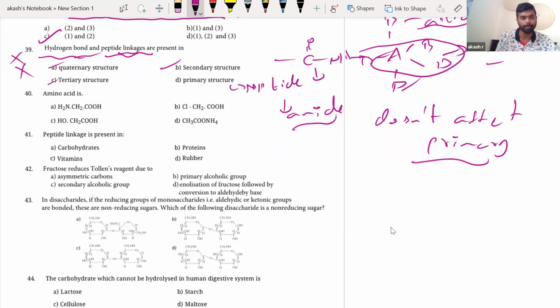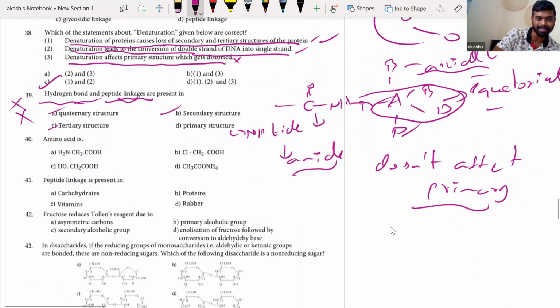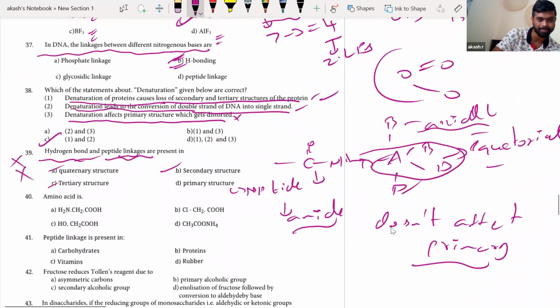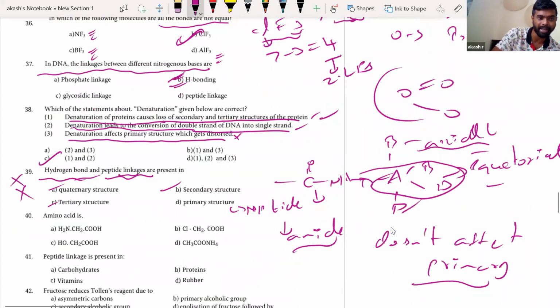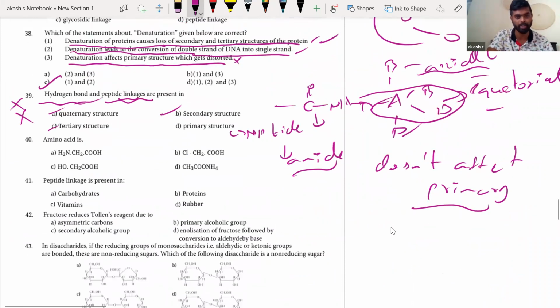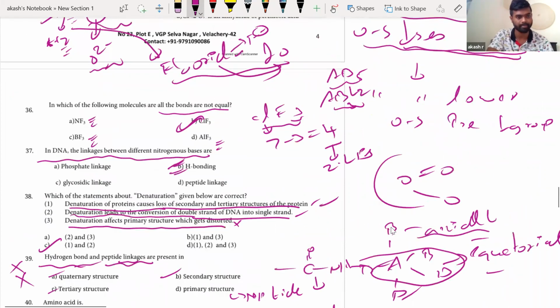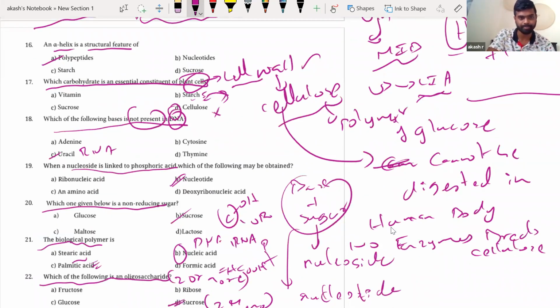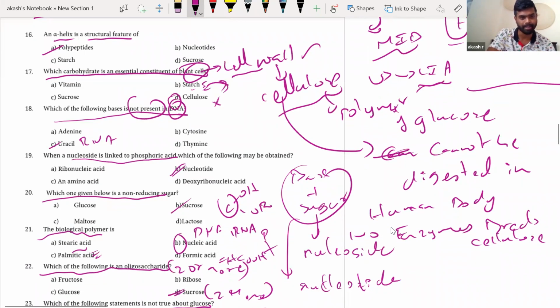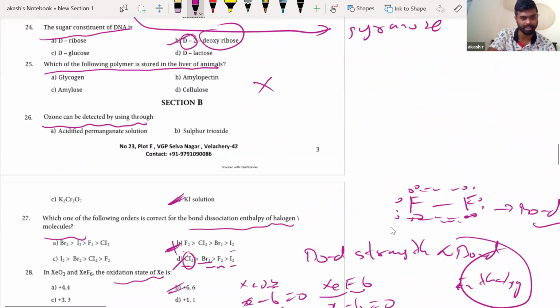Because quaternary, secondary, and primary all can be answers, because all of them contain hydrogen bonding as well as peptide linkages. I asked them to change this question. I don't know why they didn't change. Okay, fine. I asked them to change 16, 17, 18. There is a question paper. They changed 16, 17, 18, but 39, they forgot to change, I guess.